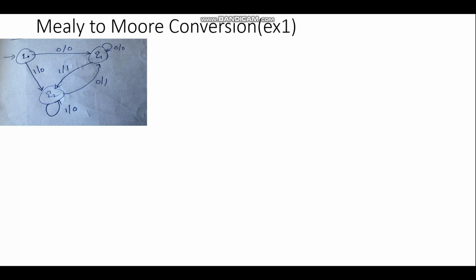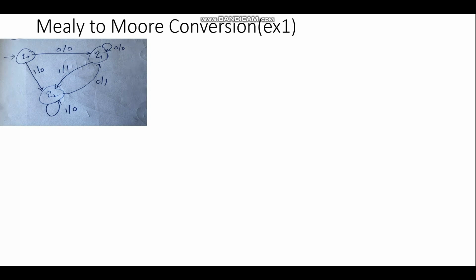So in the first example of Mealy to Moore conversion, we have taken this diagram of three states Q0, Q1, Q2. Now as we can say, in a Mealy machine, the output depends on the current input as well as the current state. So in this case, the output as well as the input are written on the transition. Now let's see how we can convert in this case.